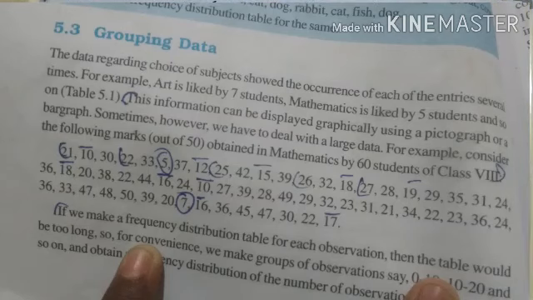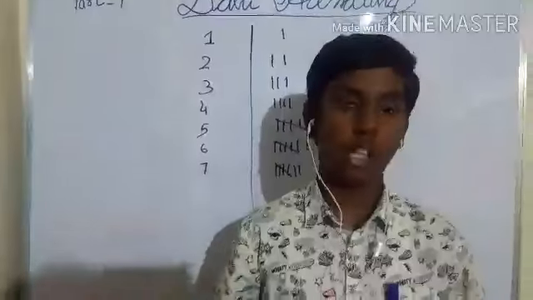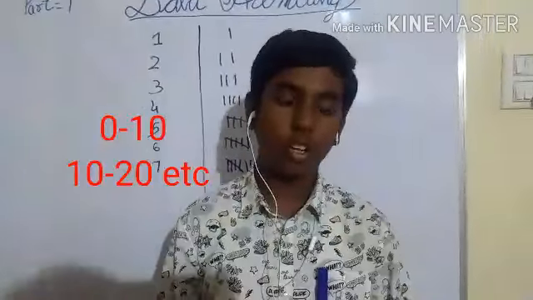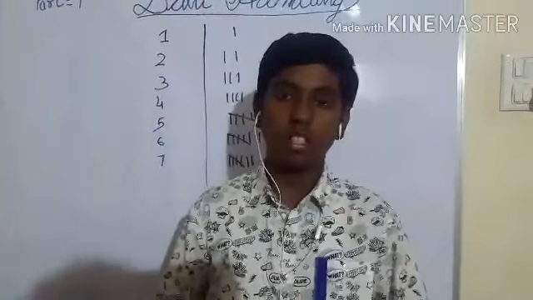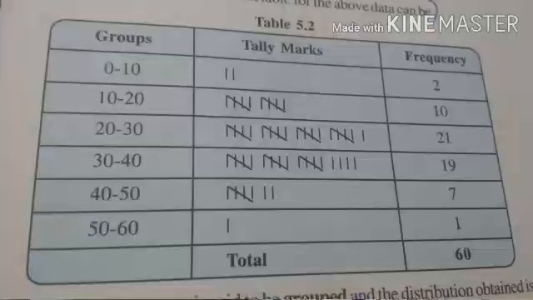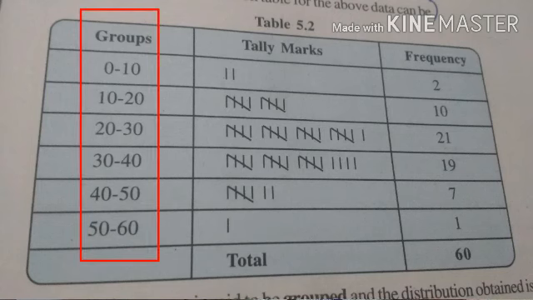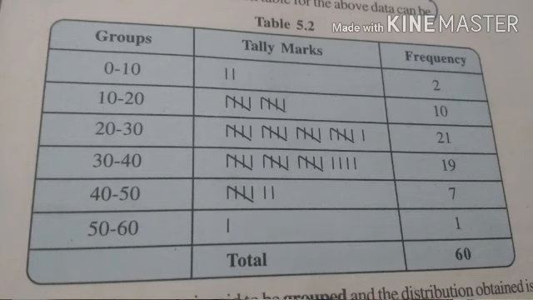You cannot use a bar graph or pictograph here, and if you use tallying here, it will be too long. So we have to group them, like 0 to 10 marks first, next 10 to 20, 20 to 30, 30 to 40, etc. Now we'll bring a table here, and you can see here 0 to 10, 10 to 20, 20 to 30, 30 to 40. These are marks, and we are going to write here how many students got that many marks. So 0 to 10 they have got only 2, and 20 to 30 10 members have got, and 30 to 40 21 members have got.